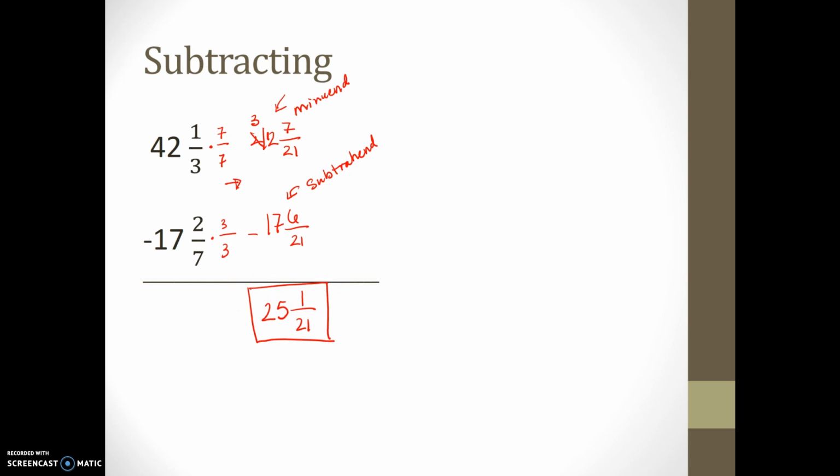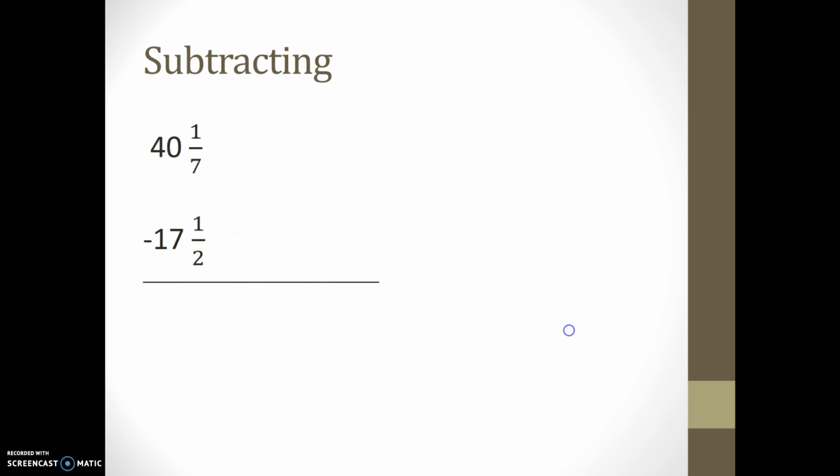Okay, so that one was fairly easy. We're going to do two that are kind of not easy next. So let's go on and do those. Okay, now I have 40 and 1/7 minus 17 and 1/2.